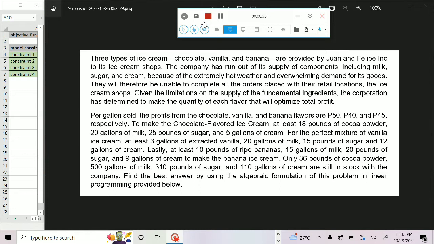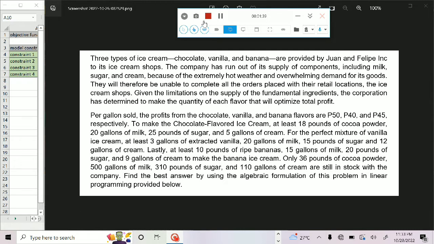Per gallon sold, the profit from chocolate, vanilla, and banana flavors are 50 pesos, 40 pesos, and 45 pesos respectively. To make the chocolate flavored ice cream, at least 18 pounds of cocoa powder, 20 gallons of milk, 25 pounds of sugar, and 5 gallons of cream. For the perfect mixtures of vanilla ice cream, at least 3 gallons of extracted vanilla, 20 gallons of milk, 15 pounds of sugar, and 12 gallons of cream. Lastly, at least 10 pounds of ripe bananas, 15 gallons of milk, 20 pounds of sugar, and 9 gallons of cream to make the banana ice cream.